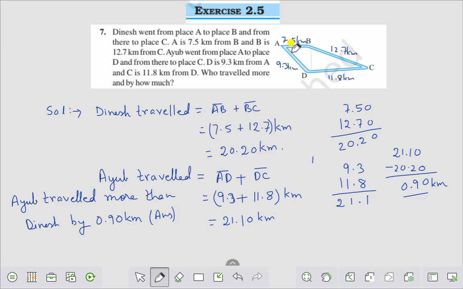What have we done? We have added 7.5 kilometers and 12.7, which comes to 20.20 kilometers. This is what Dinesh traveled. Ayub traveled AD plus DC, that is 9.3 plus 11.8, which comes to 21.10 kilometers. If you subtract 20.20 from 21.10, we get 0.90. Therefore, Ayub traveled more than Dinesh by 0.90 kilometer. This is the answer.